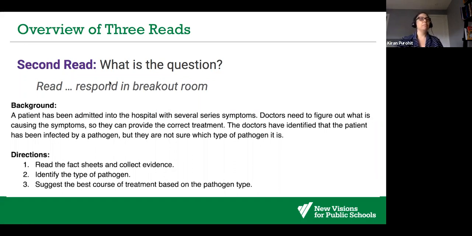Okay. Background. A patient has been admitted into the hospital with several serious symptoms. Doctors need to figure out what is causing the symptoms so they can provide the correct treatment. The doctors have identified that the patient has been infected by a pathogen, but they are not sure which type of pathogen it is. Directions. 1, read the fact sheets and collect evidence. 2, identify the type of pathogen. And 3, suggest the best course of treatment based on the pathogen type.